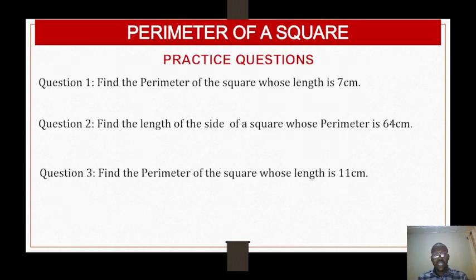Now, to test our level of understanding of this topic, perimeter of a square, we have some questions for us. We have 3 questions here. The first says we should find the perimeter of a square whose length is 7 centimeters. The second says we should find the length of the side of a square whose perimeter is 64 centimeters. The third says we should find the perimeter of the square whose length is 11 centimeters. I'm very sure that if you follow the approach we used in solving those questions, you're going to get your answer for all these 3 questions.